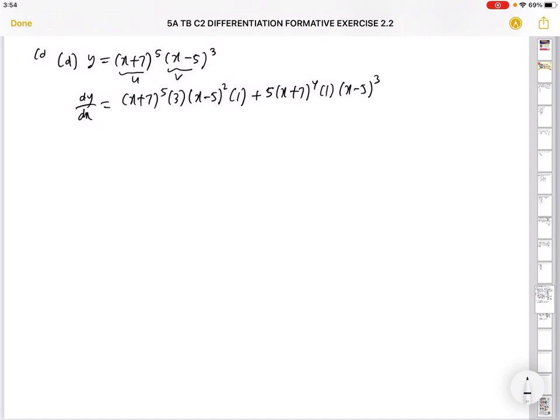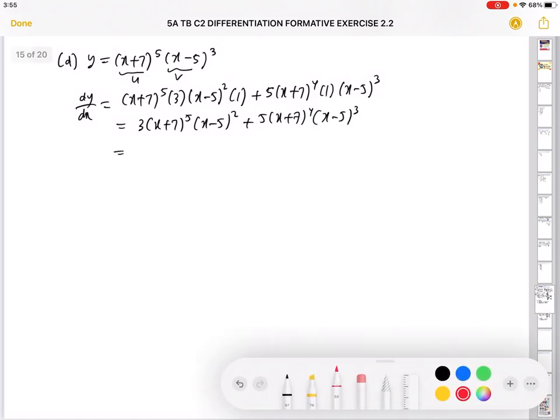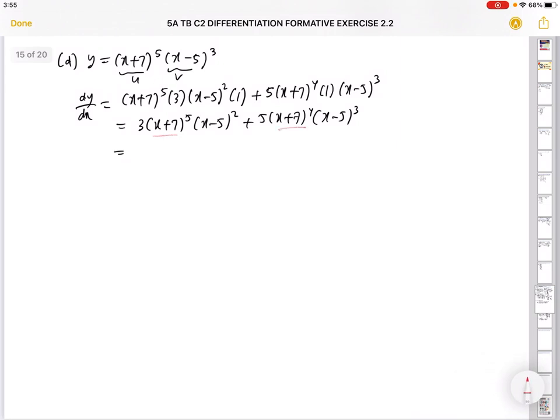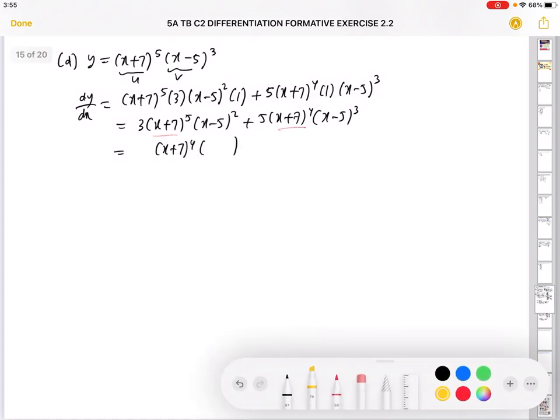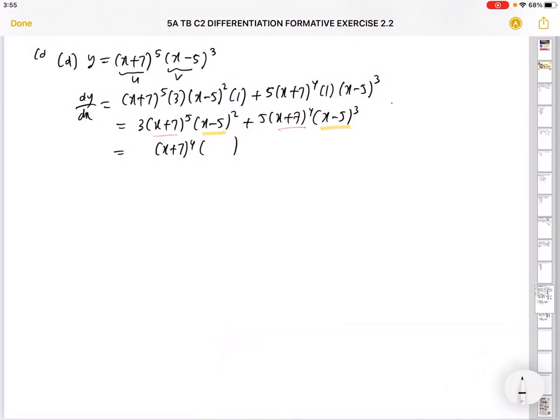Okay, so from here I can just put this together: (x plus 7) power 5, (x minus 5) power 2, plus 5 (x plus 7) power 4, (x minus 5) power 3. Okay, let's look at a common factor. I have these two, I can take out the smaller one, being power 4. I also have x minus 5 and x minus 5, one is power 2, one is power 3. We take out the smaller one, power 2. Right, so I still have a 3 here.